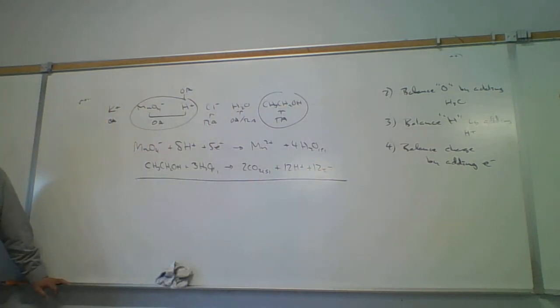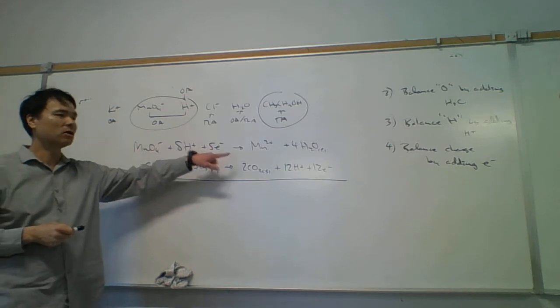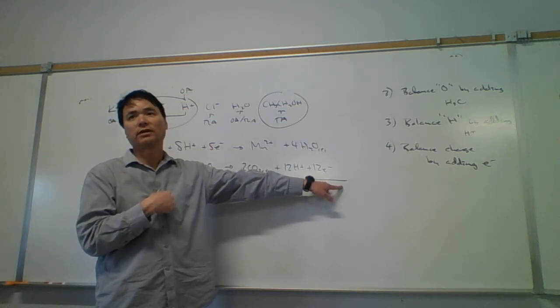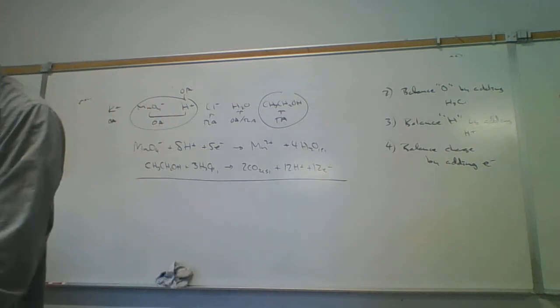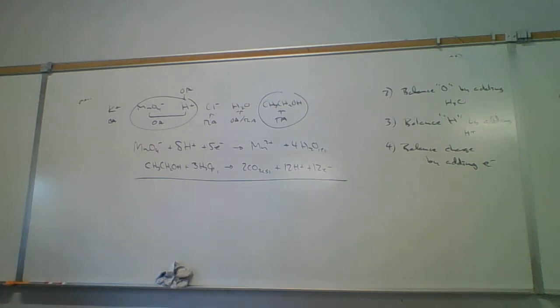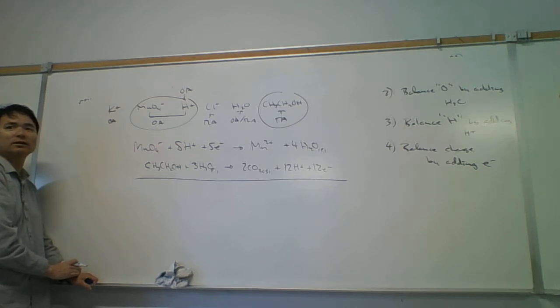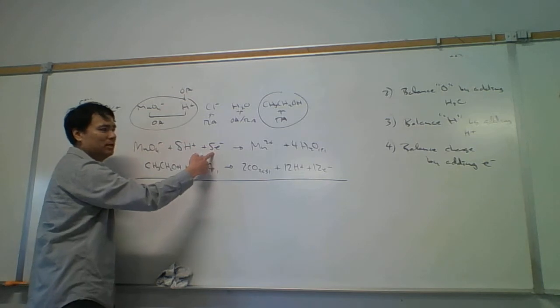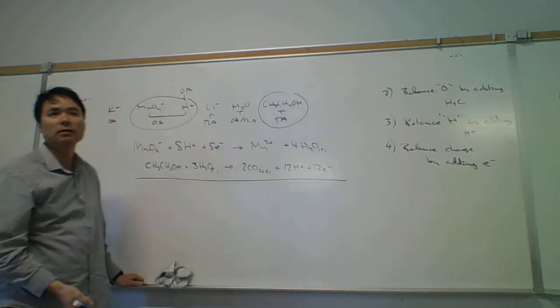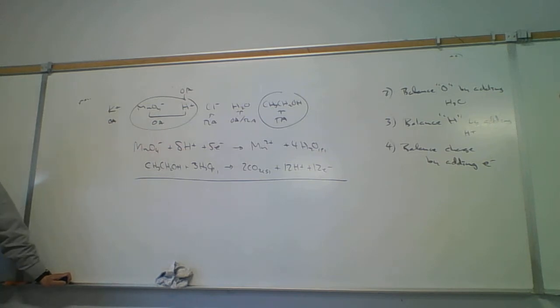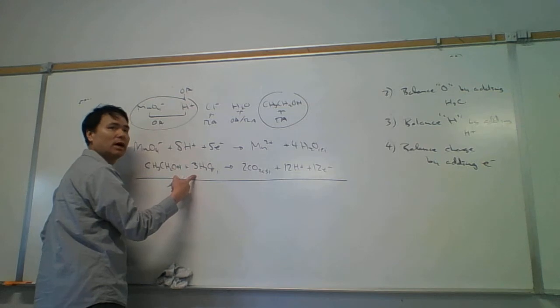Do the electrons balance? No. Here I need 5 electrons. Here I'm producing 12 electrons. So how can I get them to balance? I need to multiply. So what should I multiply the top one by? 3. If I do 3, that gives me 15, but it still doesn't match. I gotta rethink. I need to multiply by 12. I'm going to have to multiply the top one by 12 and the bottom one by 5.